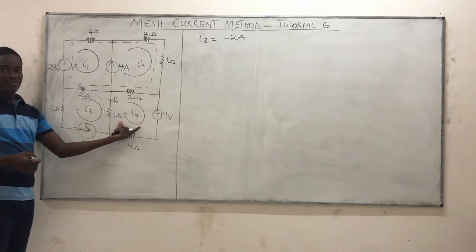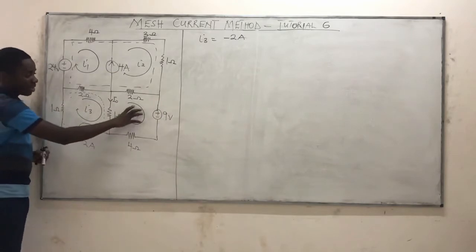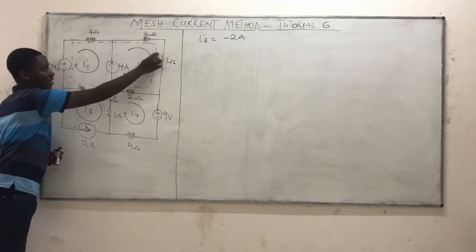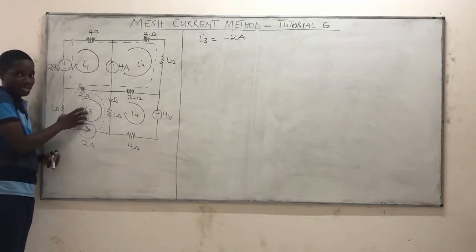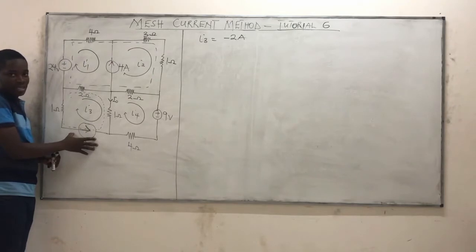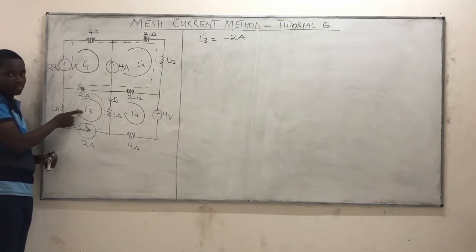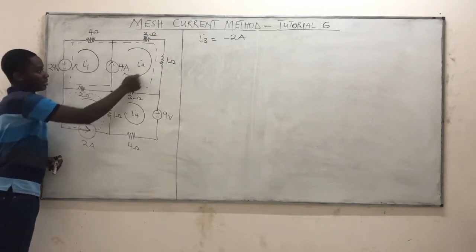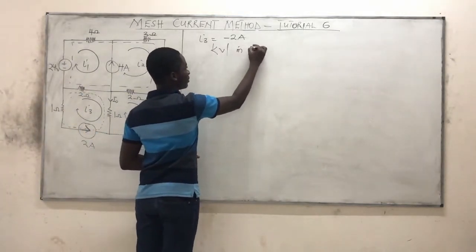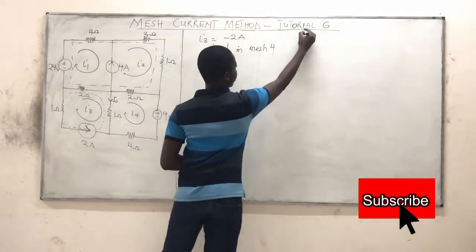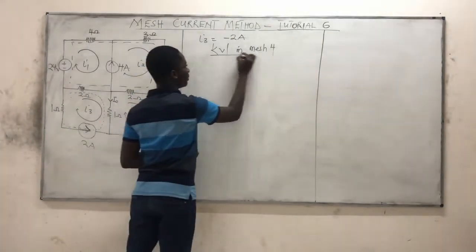Good. Then you check your 4th mesh. In this mesh we can write KVL because we can get the voltage here and there. We also write KVL in the super mesh. But we are not going to write KVL in mesh 3, because we have a current there, and that I3 is the same as the 2 amperes, so there is no need. So first of all, let's write KVL in mesh 4.